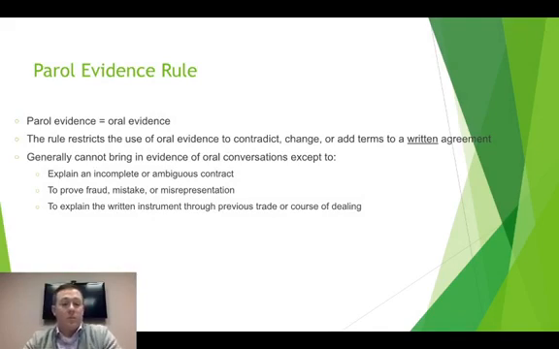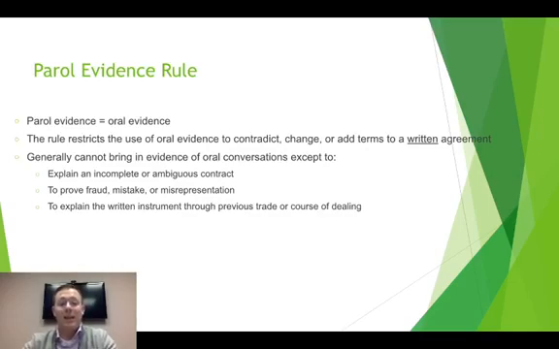Now, because the use of parole evidence is prohibited in cases where it would contradict, change, or add to the terms of a written agreement, that means you can use it if it's not being used to do any of those things. For instance, and this is why I corrected myself when I mentioned ambiguity, if it's simply to explain something in the contract that might be ambiguous, then you're not adding, contradicting, or changing anything.